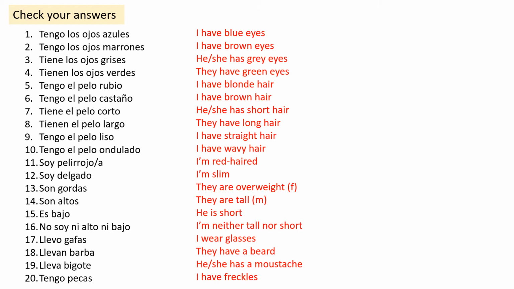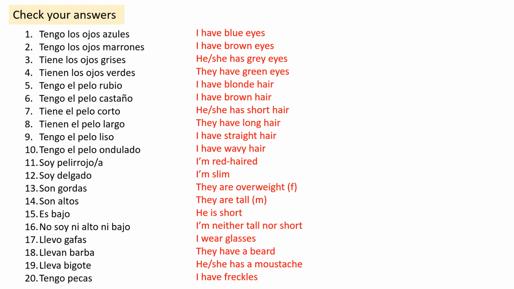Tiene el pelo corto is he or she has short hair. Tienen el pelo largo is they have long hair. Tengo el pelo liso is I have straight hair. Tengo el pelo ondulado is I have wavy hair. Soy pelirrojo or pelirroja, it changes depending on the gender, which means I'm red-haired or I'm a redhead, for example.